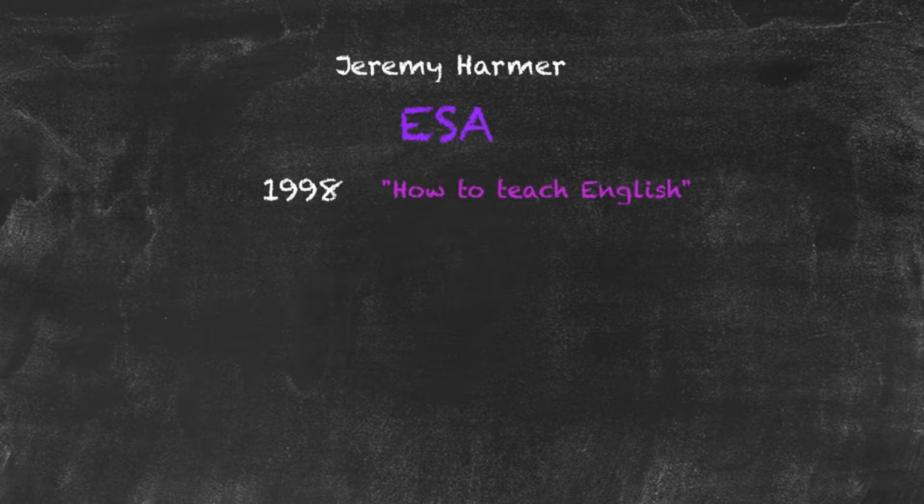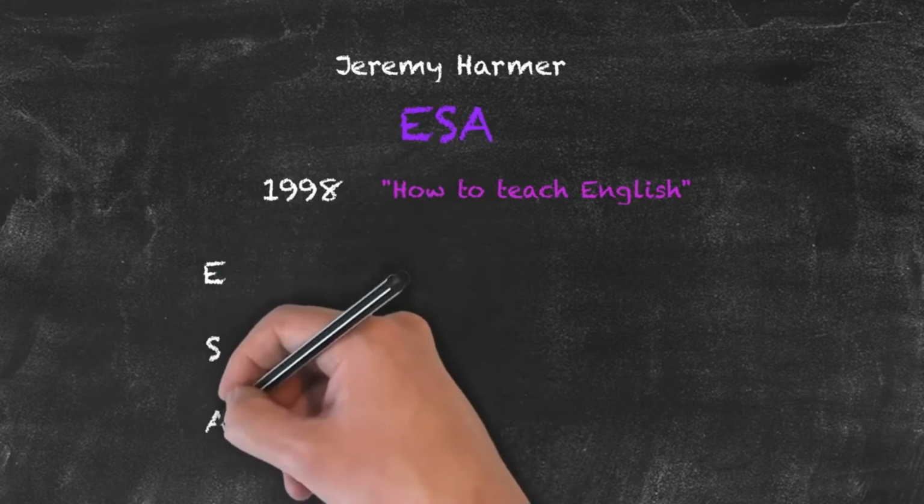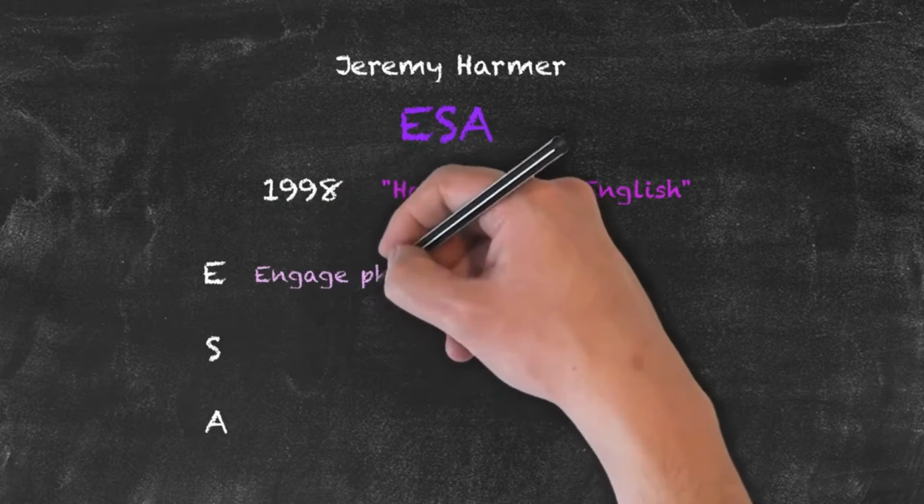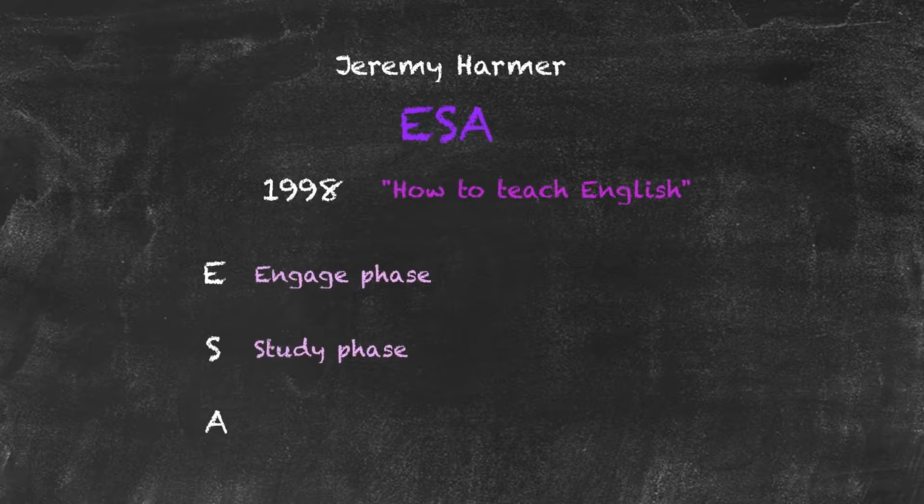he called ESA. It's a three-stage methodology where each of the letters represents a particular phase of the lesson, the first one being called the engage phase, the second, study phase, and the final one, the activate phase. So let's have a look at this particular methodology and try to bring back some of the ideas that we've already looked at this morning.